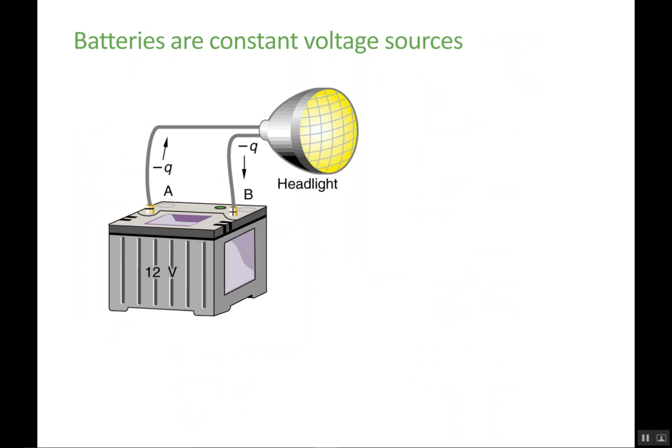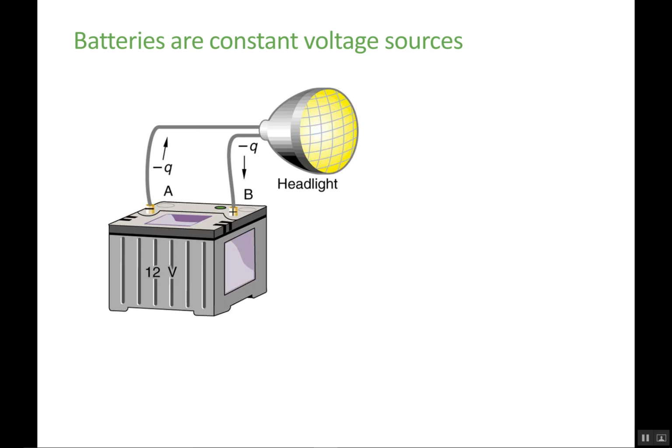So in the previous slides, we saw that one way you can establish a voltage, an electric potential, which is electric potential energy per unit charge, is to create a separation of charge. And you can do that with a capacitor, a parallel plate capacitor, for example. Another way you can create a voltage is via some sort of electrochemical means, and that's what batteries do.